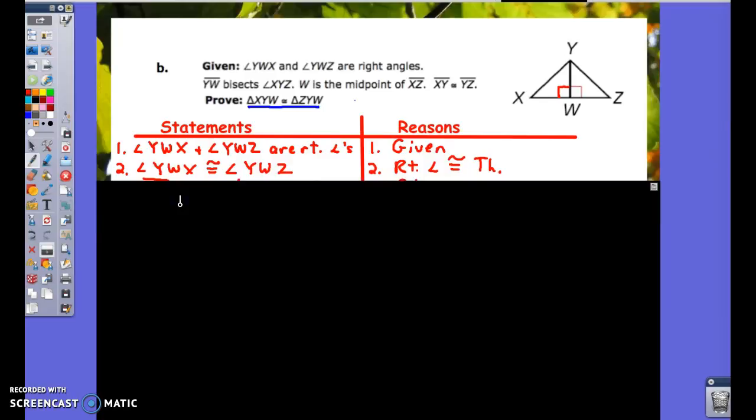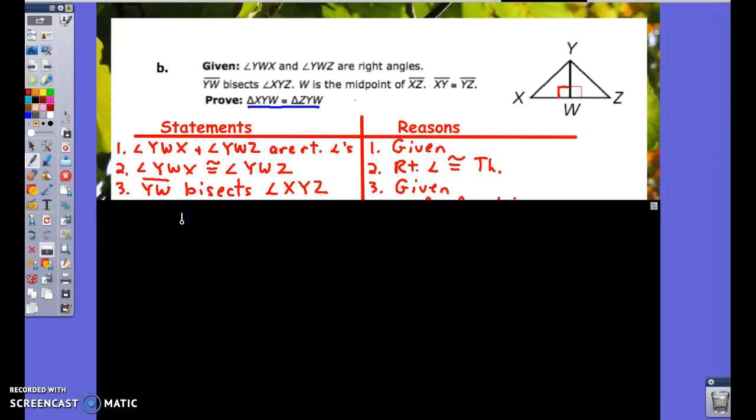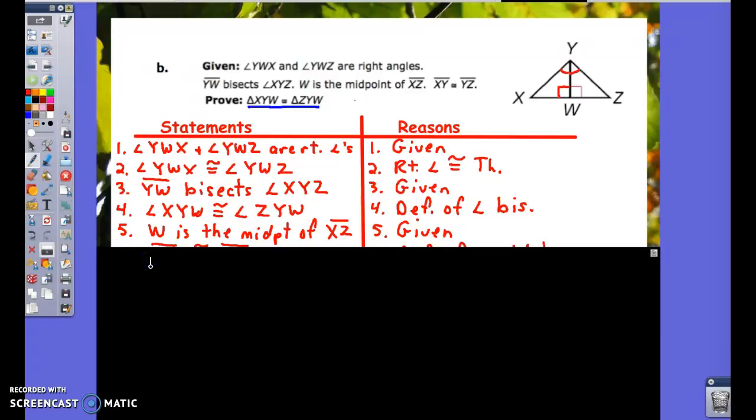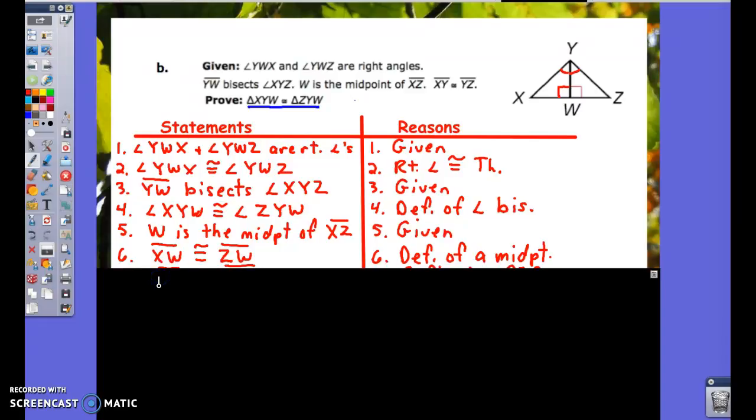That's why I went ahead and labeled the diagram. Looking at our next piece of information, it says that segment YW bisects angle XYZ. If it bisects it, that means it's splitting it in half, meaning these 2 angles are congruent to each other. So there's another one of the 6 parts we need. We have some more given information that W is the midpoint of XZ. Based on that, we know that these 2 segments must be congruent. I can put 1 tick mark there.